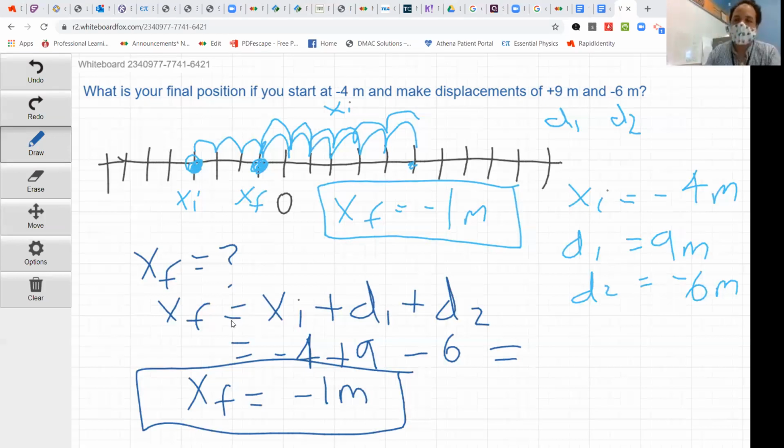But if you were to have numbers like 9.75 and 6.21 as your displacements, an equation is easier to use. You can be more exact. So with this one, we have whole numbers. Are there any questions on this example? Does everybody see where everything came from?